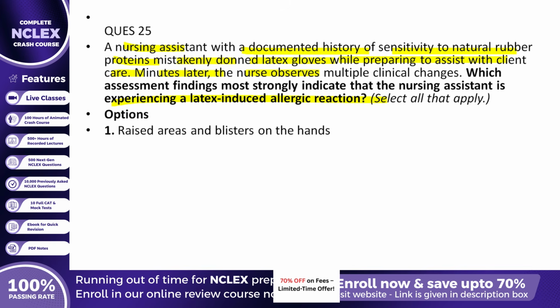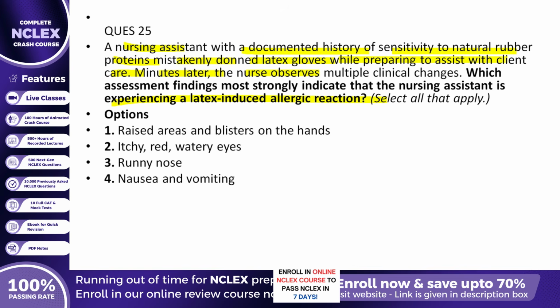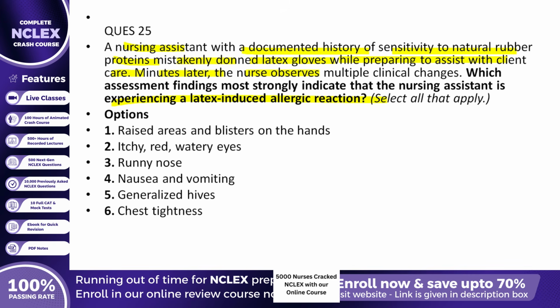Here are the options. Option 1 is raised areas and blisters on the hands. Option 2 is itchy, red, watery eyes. Option 3 is a runny nose. Option 4 is nausea and vomiting. Option 5 is generalized hives. Option 6 is chest tightness. The correct answers are options 1, 2, 3, 5, and 6. Now let us carefully walk through the reasoning.